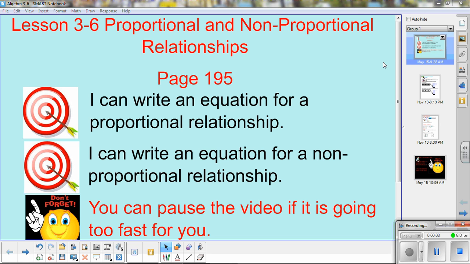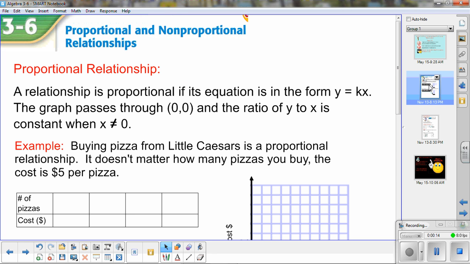In Lesson 3.6, Proportional and Non-Proportional Relationships, you will be writing equations for proportional relationships and non-proportional relationships. A relationship is proportional if its equation is in the form y equals kx. You may remember this form from Lesson 3.4 when we talked about direct variations. The graph of a proportional relationship will always pass through (0, 0), and the ratio of y to x is constant when x is not equal to 0.